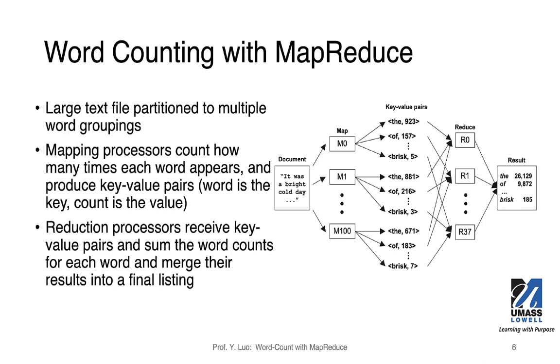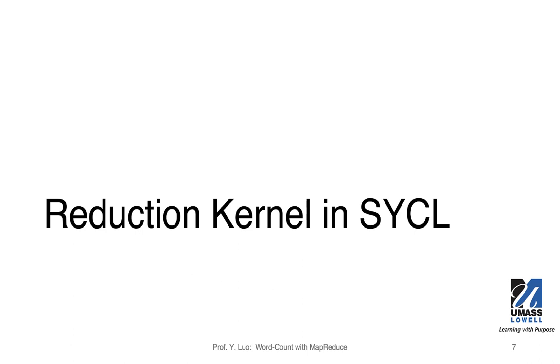In the reduction processor, these key value pairs will be computed on, and the sum of the word counts for each word will be merged and eventually generate the final number. Next, we're going to take a quick look at how we can implement such a reduction kernel in SYCL language.